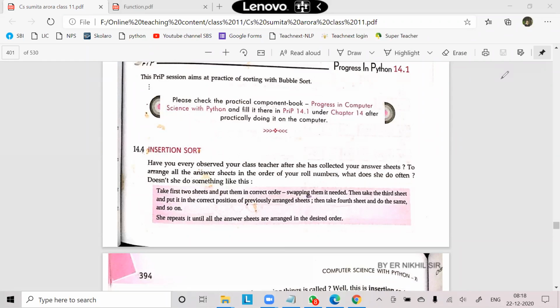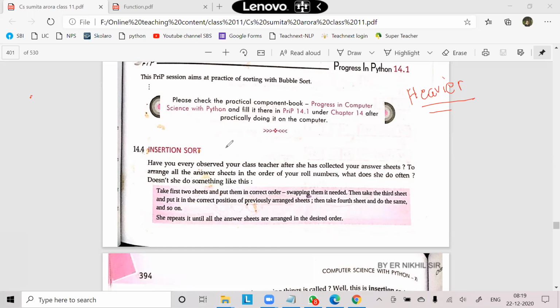Bubble sort, we know that one thing is very clear in bubble sort. In bubble sort, we had the concept that the heavier element was settling down. It was based on the heavier element concept. What is insertion sort based on? What logic is insertion sort working on? Anyone?